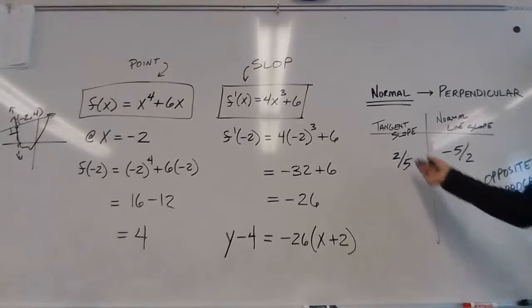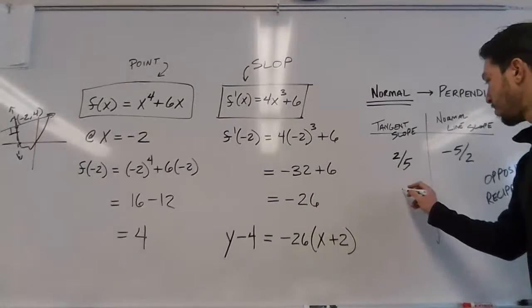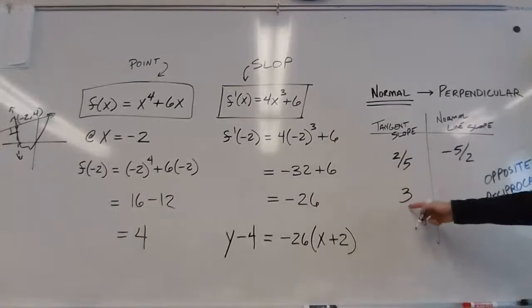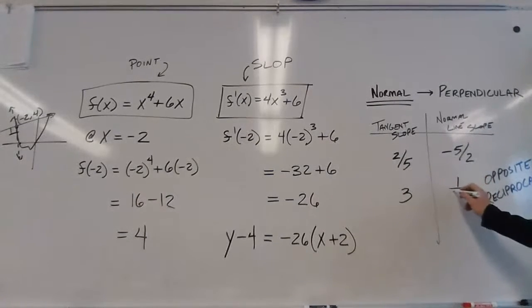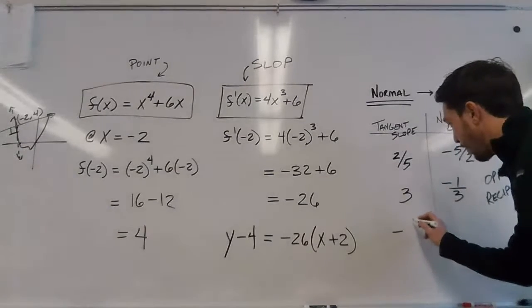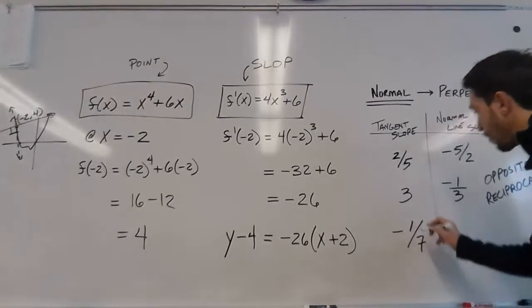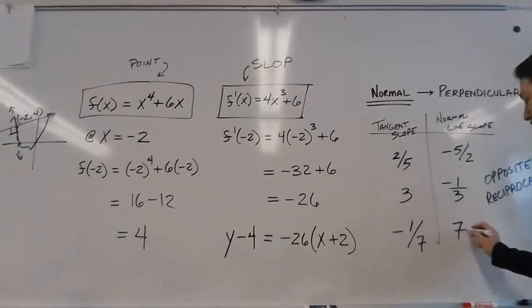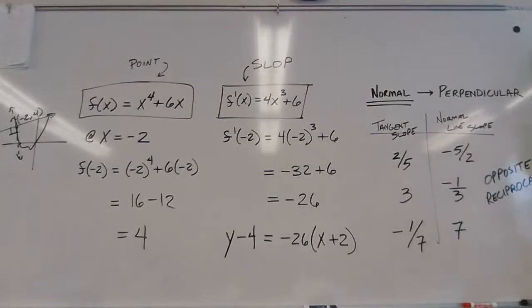So let's say the tangent slope was 3. Well, the reciprocal is 1/3. You got to make it opposite, so it'd be -1/3. Or let's say your tangent slope was like -1/7. Your normal line would be +7. So hopefully that chart is clear.